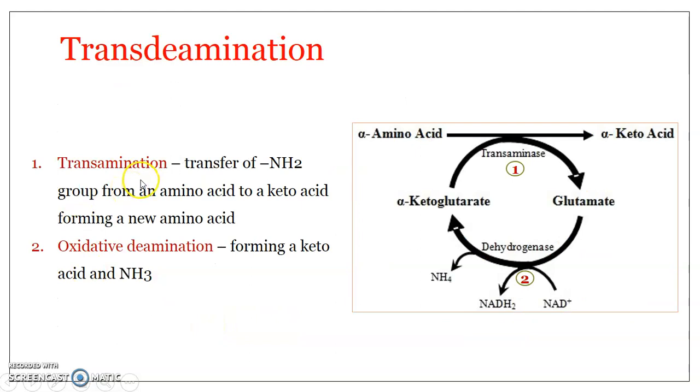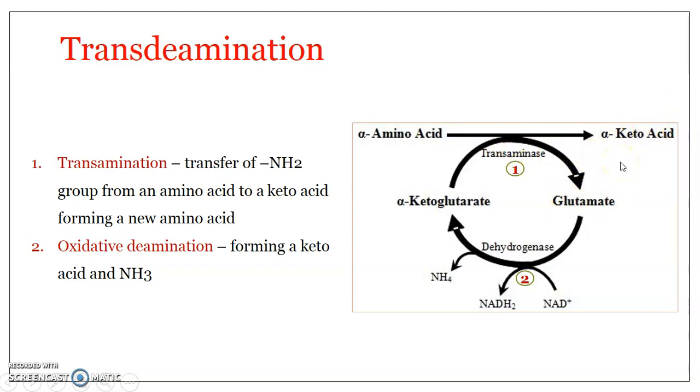Transdeamination occurs in two steps. The first step is transamination. Here you can see the transfer of amino group from an alpha amino acid to a keto acid. There is an amino acid and a keto acid involved in the reaction. The amino group from the alpha amino acid gets transferred to the keto acid. As a result, the keto acid will become an amino acid, and the amino acid will be converted to a keto acid. The whole reaction is catalyzed by the transaminase enzyme. So a new amino acid and a keto acid are produced, but there is no involvement of ammonia.